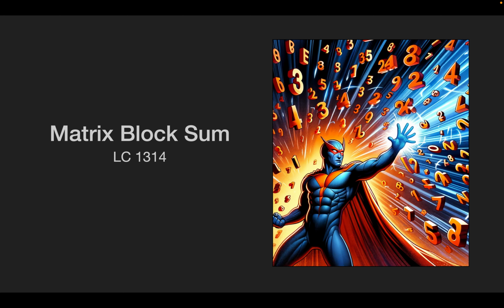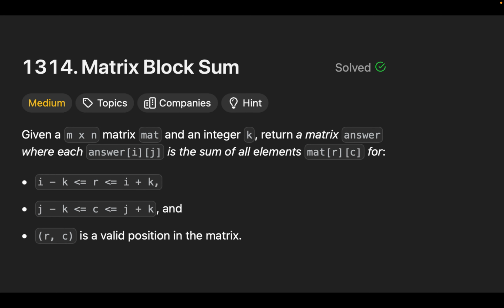Matrix block sum, LC1314. Let's kick it off by reading the problem statement. Given an m by n matrix mat and an integer k, return a matrix answer where each answer ij is the sum of all elements mat rc, and it continues on here to give the valid ranges for R and C. But what it's basically defining is there's going to be an output element in the answer ij that correlates to an input region within the mat, or the input matrix.